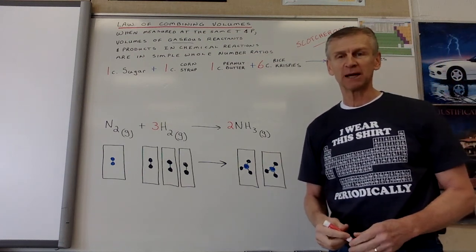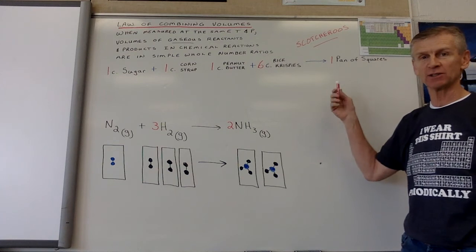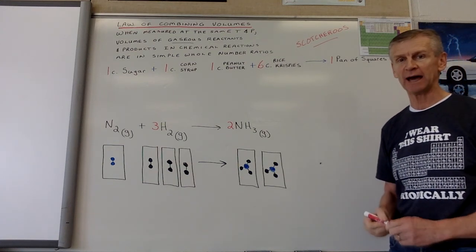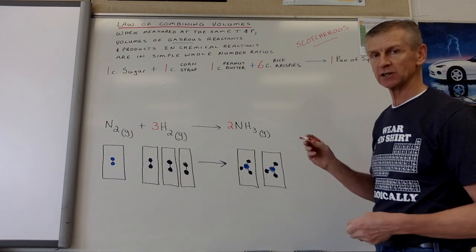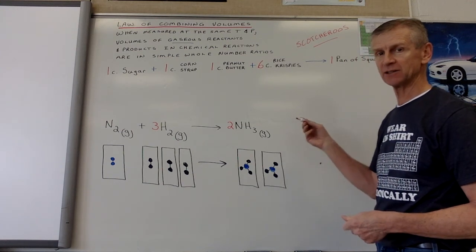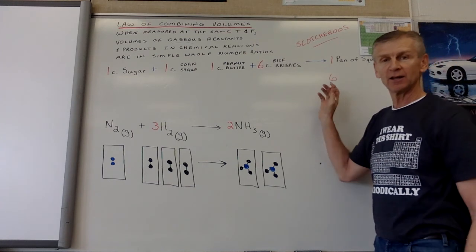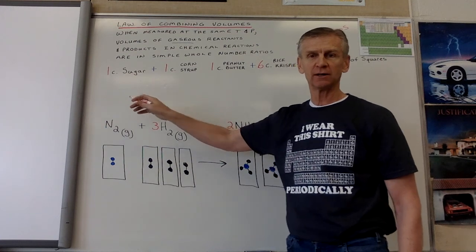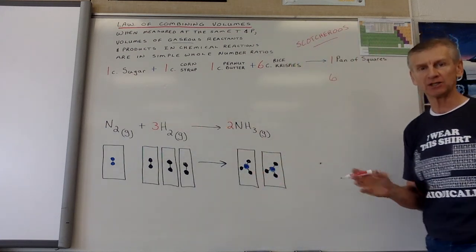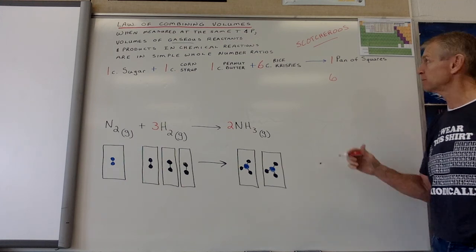The problem is sometimes we have large family gatherings and 1 pan of squares just doesn't cut it. We need more than that. So let's say that instead of 1 pan of squares, we needed 6 pans of squares. If I knew that, I could use the whole number ratio to figure out how much of each of the 4 ingredients I need to put in.